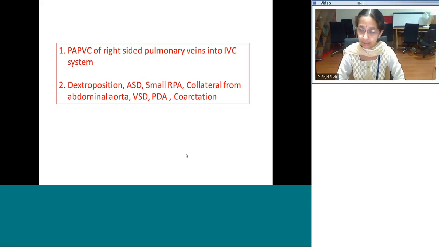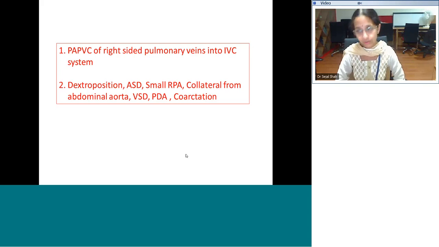If you go into dextrocardia, there are three types. One is mirror image dextrocardia. The mirror image dextrocardia has classically situs inversus. So it's exactly the mirror image. That is mirror image dextrocardia, situs inversus. But if we have situs solitus, then it can be either dextroversion or dextroposition.